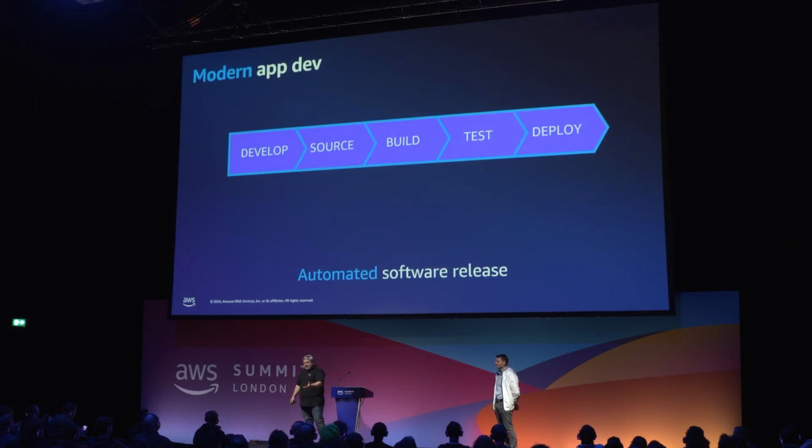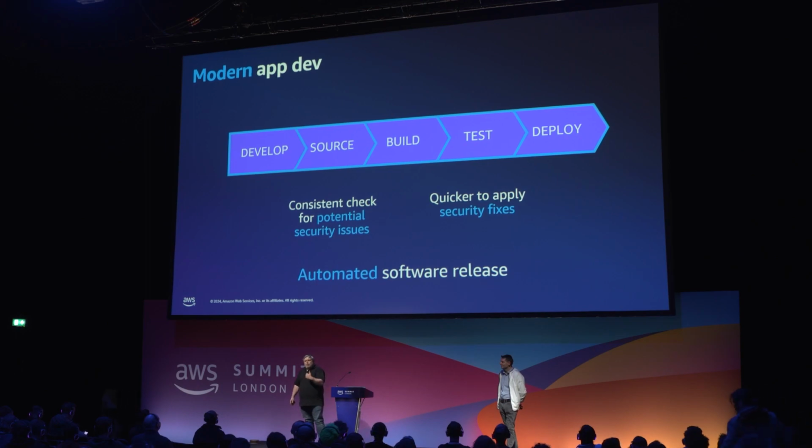So what we're going to talk about in our context today for modern application development is this pipeline. We're going to develop, we're going to do some source control and some source code management. We're going to have a build process, we're going to test, and we're going to deploy. Hopefully this is pretty familiar to everybody. It shouldn't be anything new and scary here.